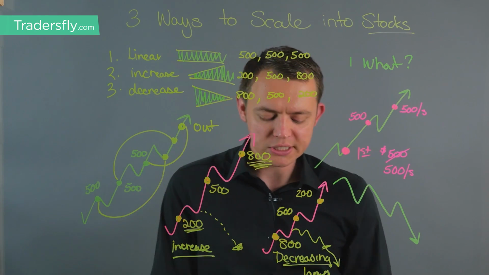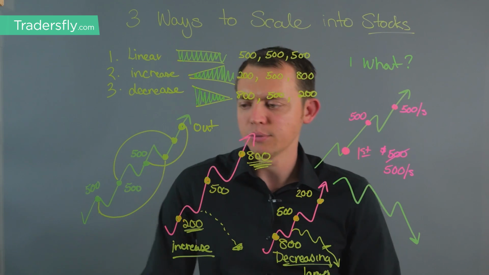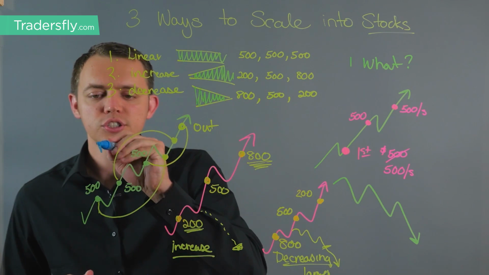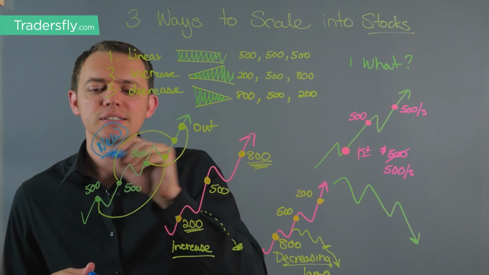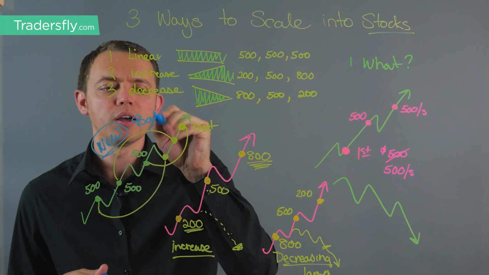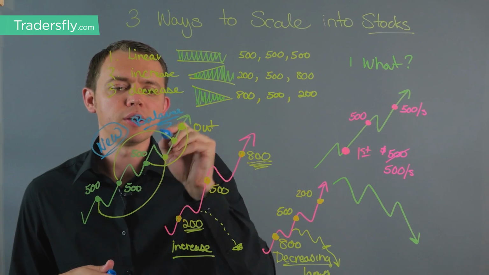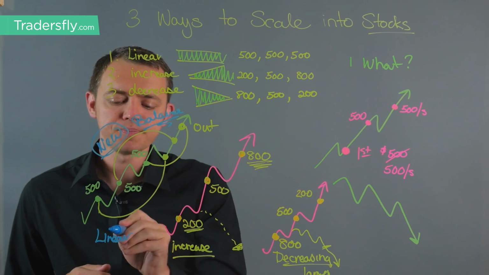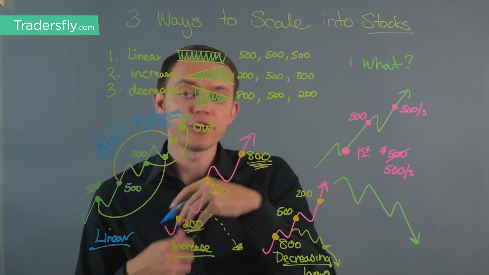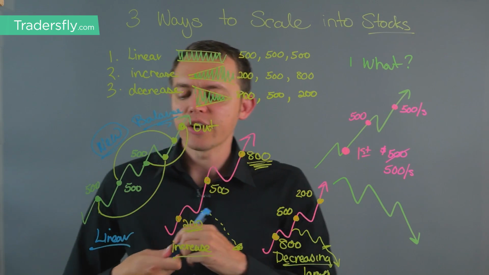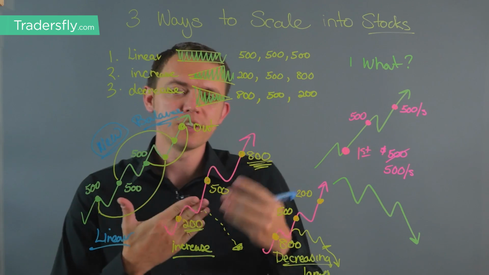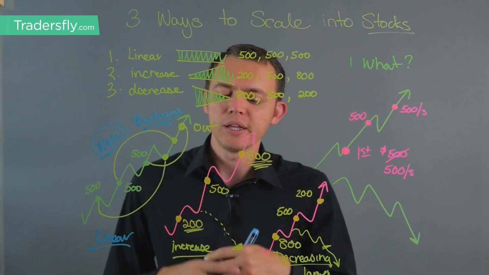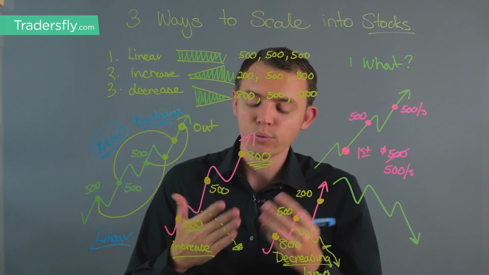If you're brand new to scaling and you're just trying things out, then I would say a good starting point is this balanced approach, where you're even. That's our linear way, where you're going in 500 shares, 500 shares, 500 shares, and staggering things, and it allows you to peel off those positions as you move up in strength or downwards.